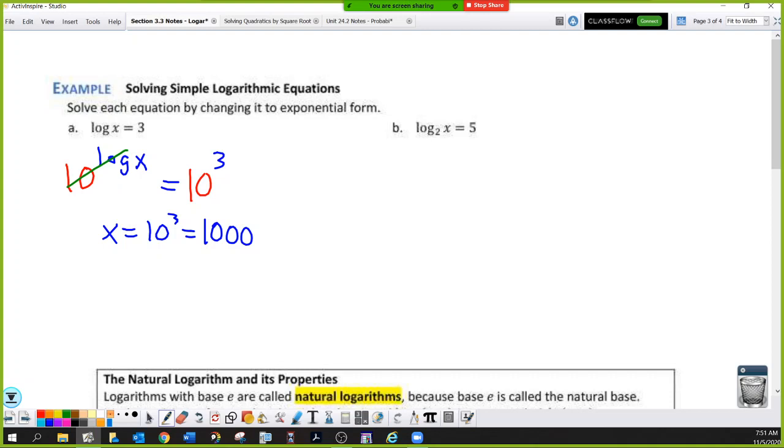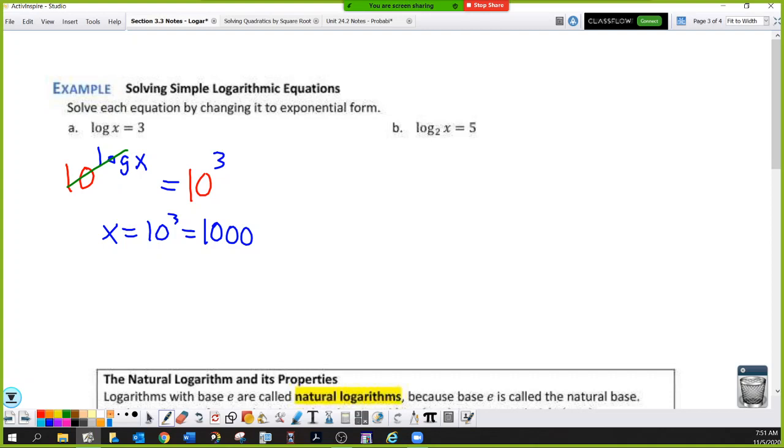And so there was a question in the room as well. I said, what would be the exponential form? X equals 10 to the third. That is the exponential form of that log statement. But 1,000 is the answer, the result.